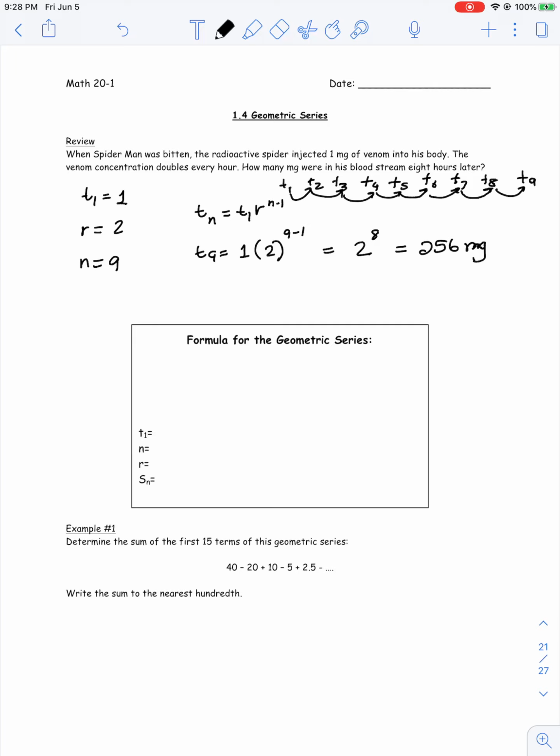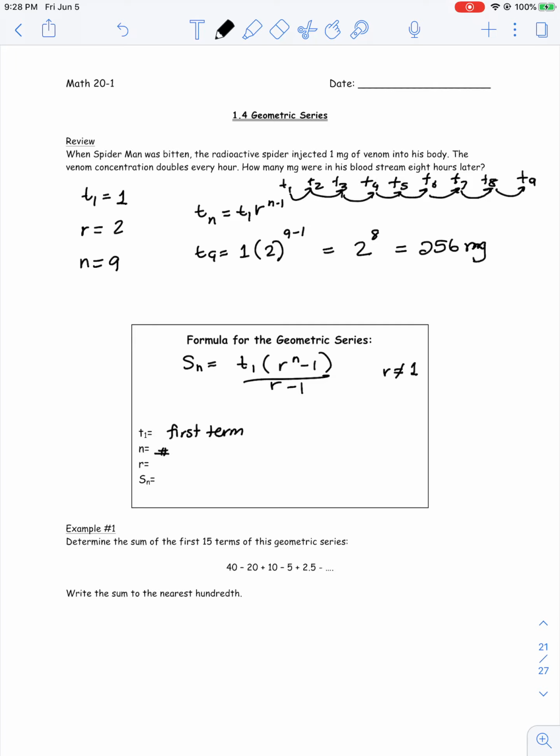So our new formula for this section of the lesson is called the geometric series formula. So this is where Sn equals, so this is to find the sum of the terms of a geometric sequence. So T1, we're going to multiply by r to the power of n minus 1, divided by r minus 1. Now, non-permissible values: r is not allowed to be 1, because if r is 1, then that would make the denominator 0.